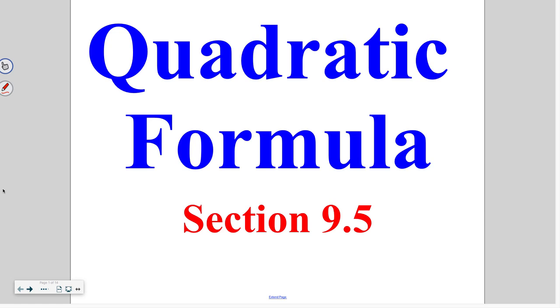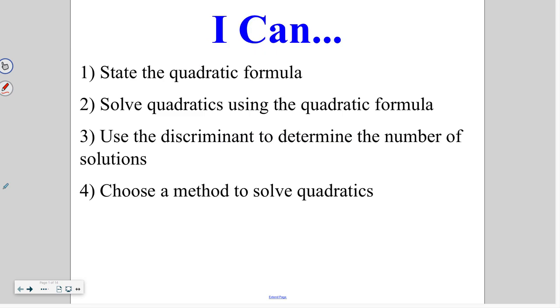Hello class, today we're going to talk about section 9.5, which is the quadratic formula. By the end of today's lesson, you'll be able to state the quadratic formula and use it to solve quadratic equations. You will also be able to find the discriminant and determine the best method for solving quadratics.